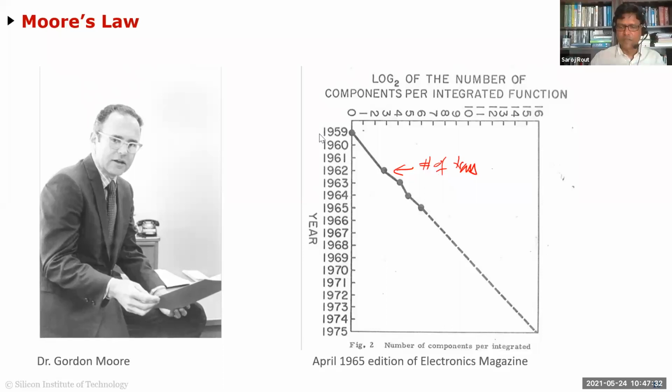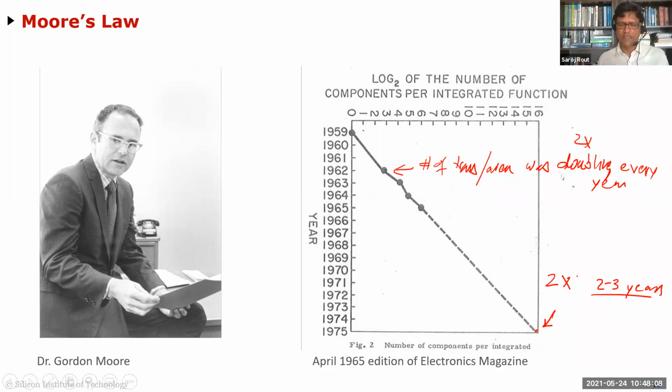Okay, so the number of transistors in a given area was doubling, right? So 2x every year. That's what he saw. And it kind of followed like that till 75, but in 75, they retracted it after seeing the data. It was more like 2x transistors every 2 to 3 years, or every 2 years is what they usually say, okay? And it has followed since then.